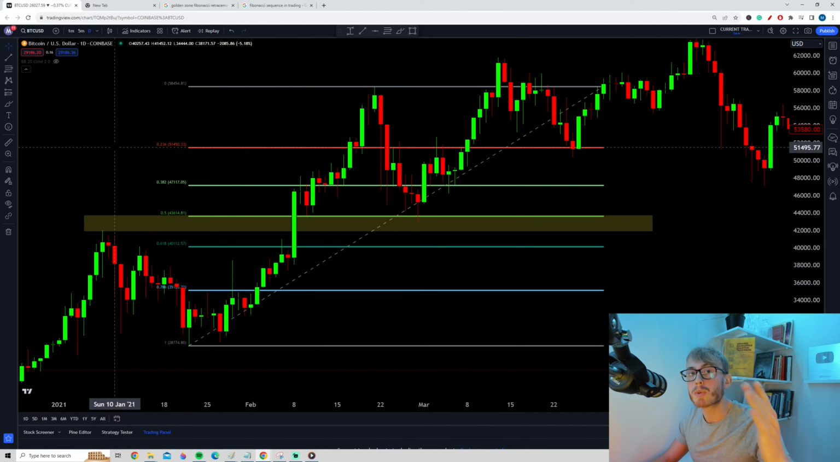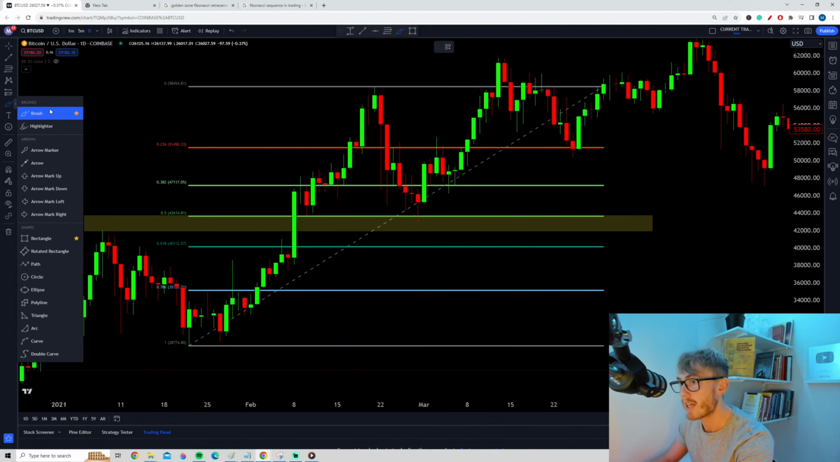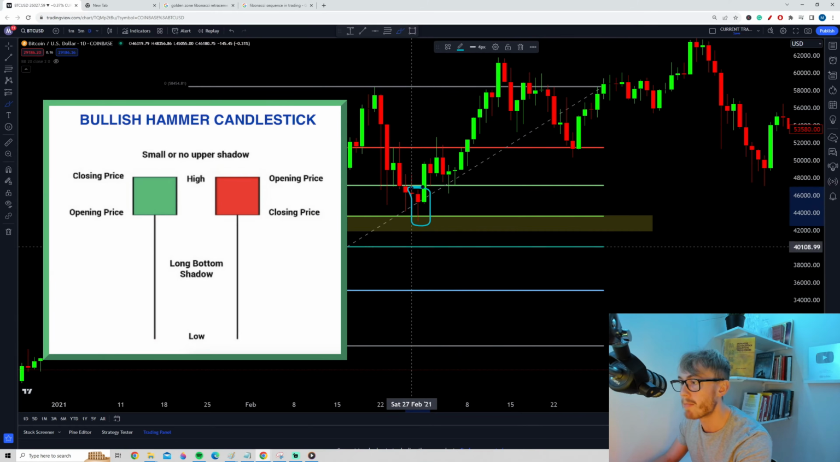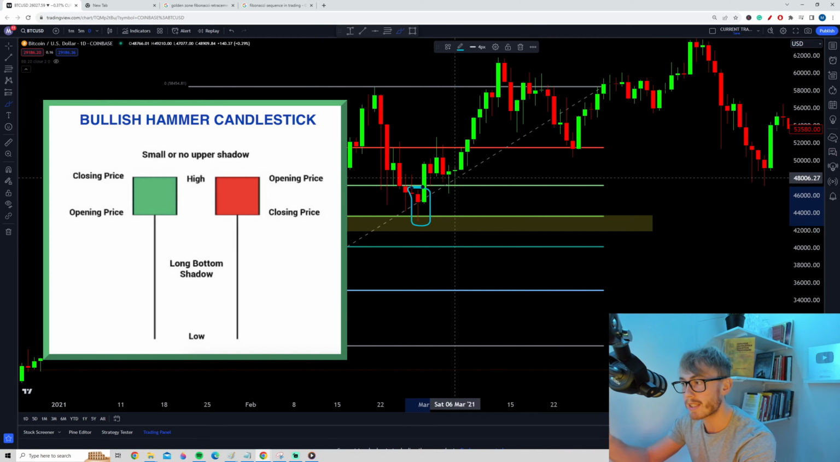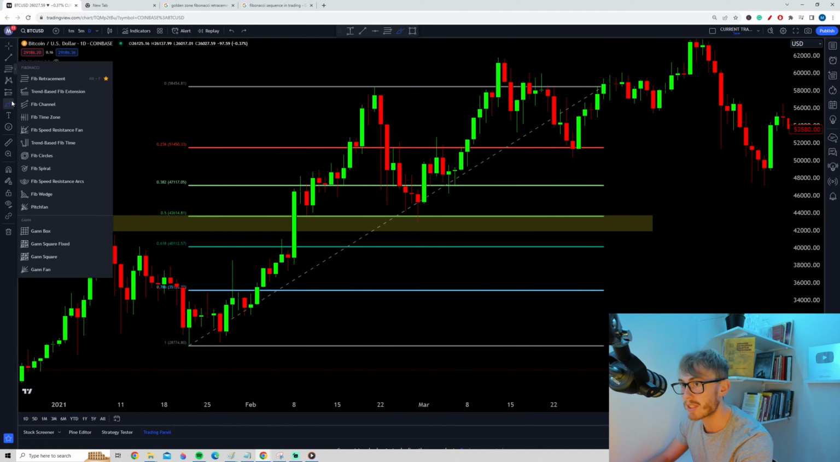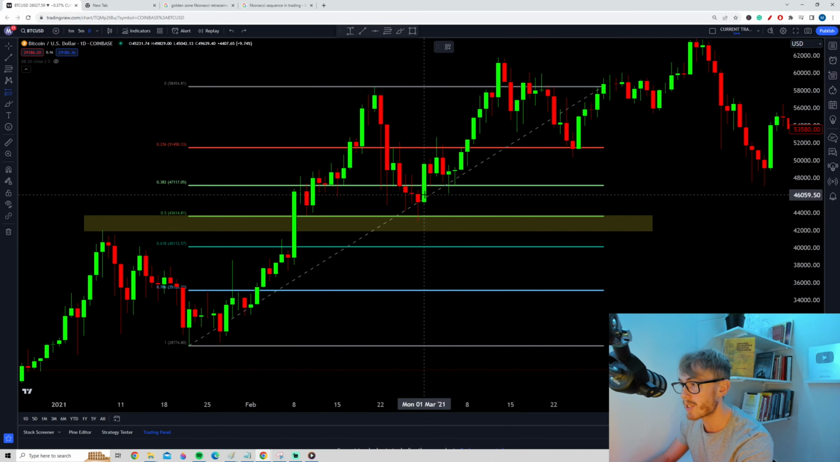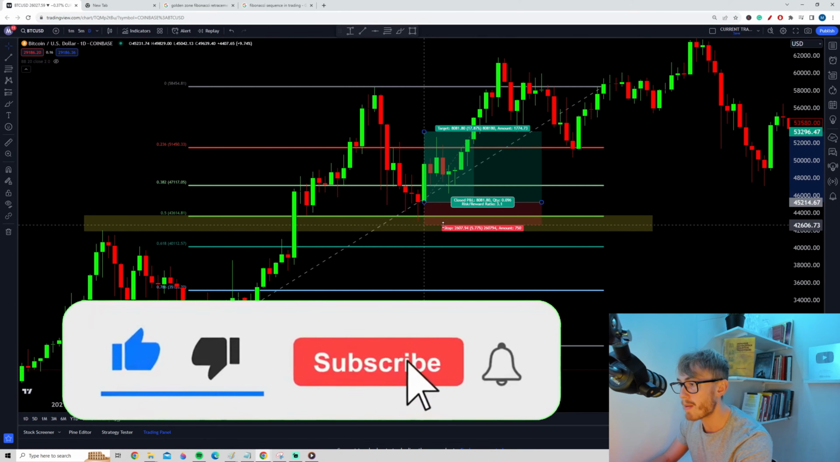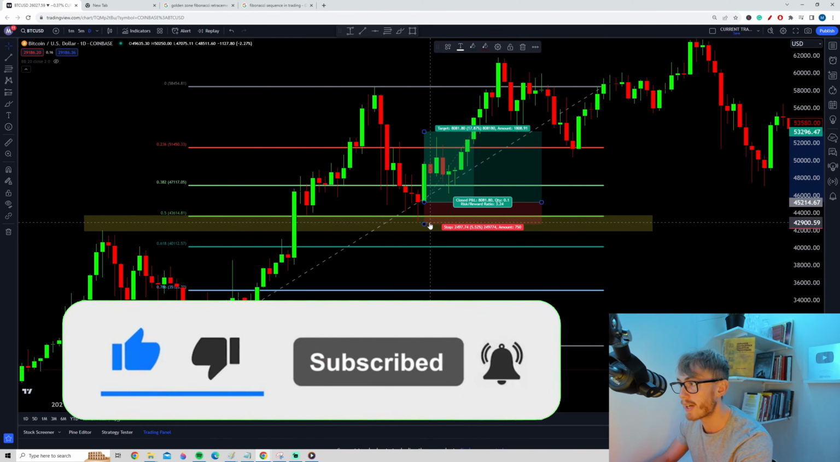And once again, we can use Japanese candlestick patterns. You can see that this red candle right here is actually what we call a bullish hammer. Even though it's a red candle, it's a bullish hammer, and we can use this one as our entry signal. So we open up our long position right here. We enter at the close of the candle. We set our stop loss below the lowest point of that candle.